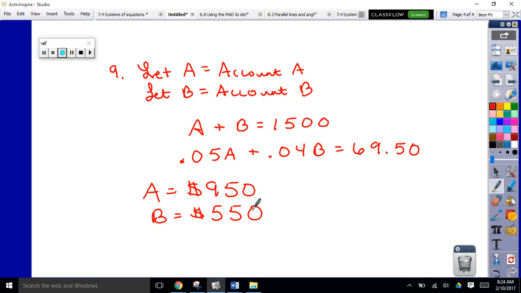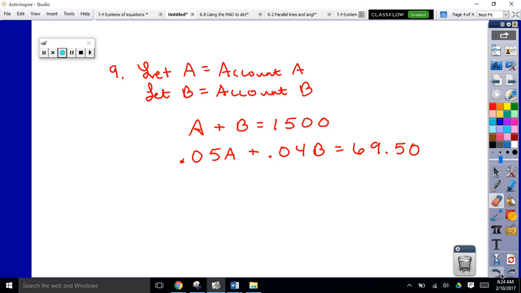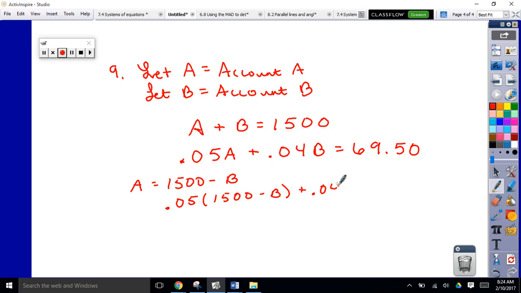Yes. Can you go through and solve that? Yes, I can. Okay, let me just erase. Okay, what do you want to do, elimination or substitution? Substitution. Okay, substitution, I would probably solve the top one for A. So A equals 1500 minus B. Okay, then putting that into the second equation, we have 1500 minus B plus 0.04B equals 69.50.